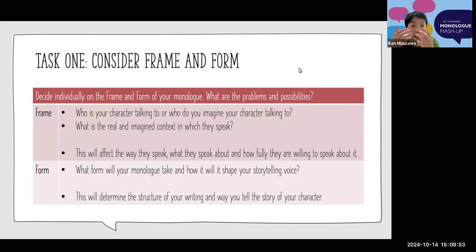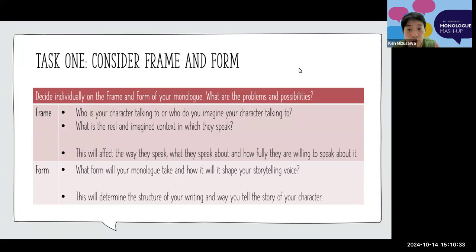Because monologue is not a speech, as I said, it's part of drama. And a monologue can be considered a form of dialogue in some ways, maybe a symbolic kind of dialogue. No one ever replies to another character in monologue, but there is interaction between the character and their actual or imagined audience. So think about who exactly your character is talking to here, or who you imagine your character talking to. And secondly, what is the real and imagined context in which they speak?